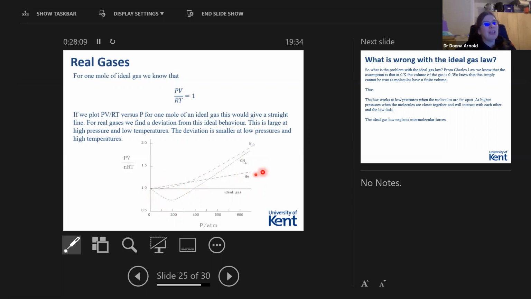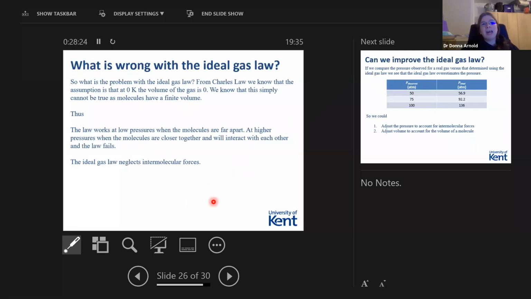But at low pressures, and at high temperatures, the deviation is much smaller. So what's wrong with the ideal gas law?